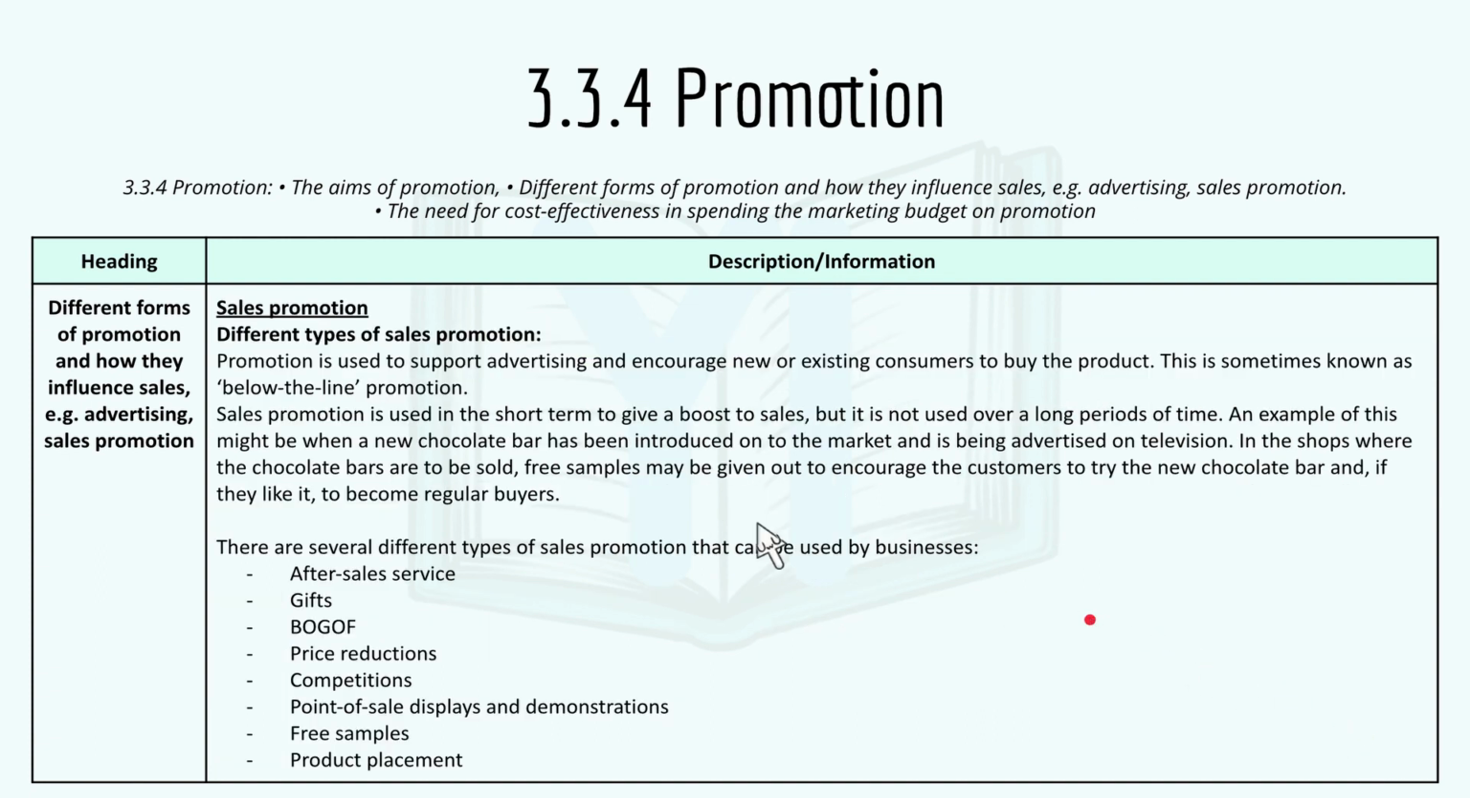Then we have sales promotion, and here are different types of sales promotion. Promotion is used to support advertising and encourage new or existing customers to buy the product, and this is sometimes known as below the line promotion. Sales promotion is used in the short term to give a boost to the sales, but it's not used over a long period of time. And there are several different types of sales promotion that can be used by businesses, which we'll have a look at in a minute. You can have a read.